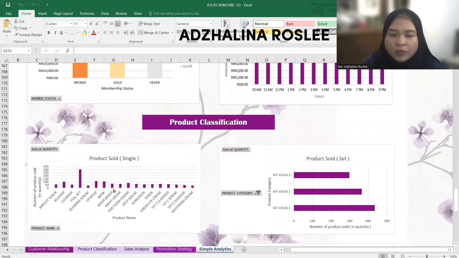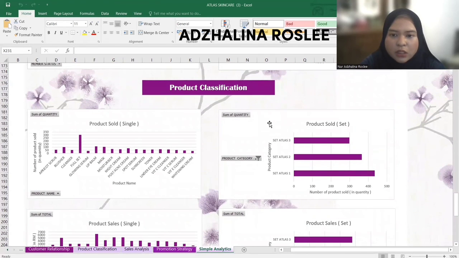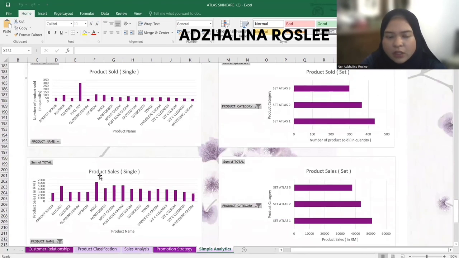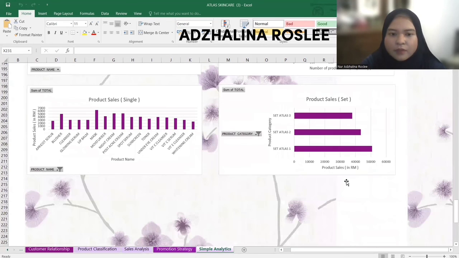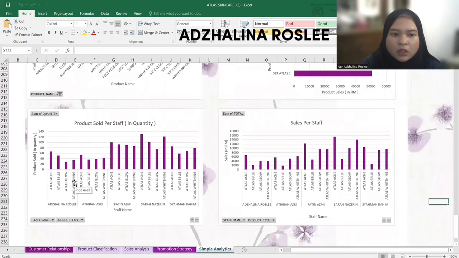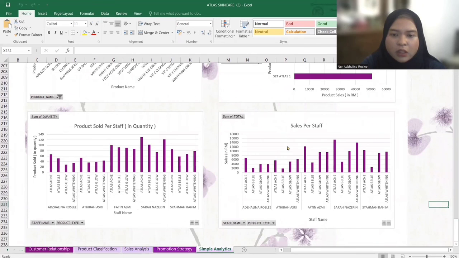For product classification, we have product sold in single, product sold in set, product sales in single, product sales in set. And the last one is product sold per staff in quantity and sales per staff.